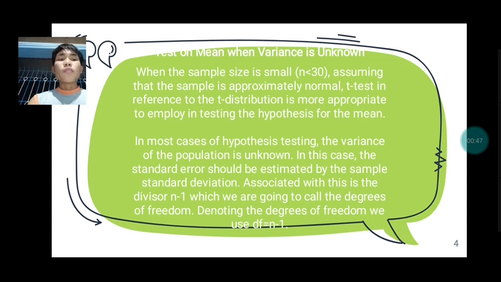In most cases of hypothesis testing, the variance of the population is unknown. In this case, the standard error should be estimated by the sample standard deviation. Associated with this is the divisor n minus 1, which we are going to call the degrees of freedom. Denoting the degrees of freedom, we use n minus 1.